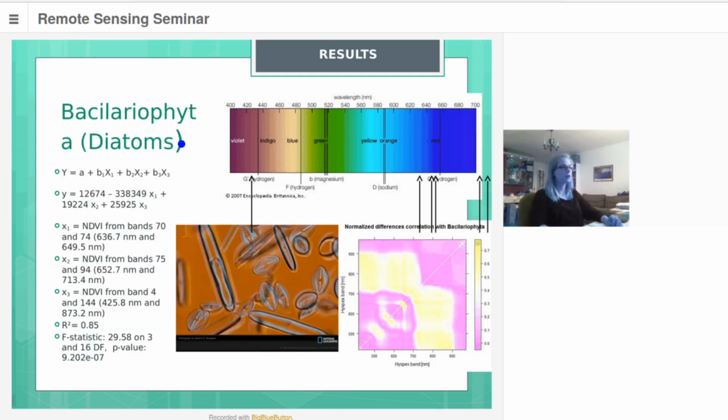The bacillariophyta, the diatoms, have a similar graph and similar bands correlating like the chlorophyta, but here we use more bands. We used 6 different bands. Also 425 nanometers and 873 nanometers were used, and the R squared was 0.85.